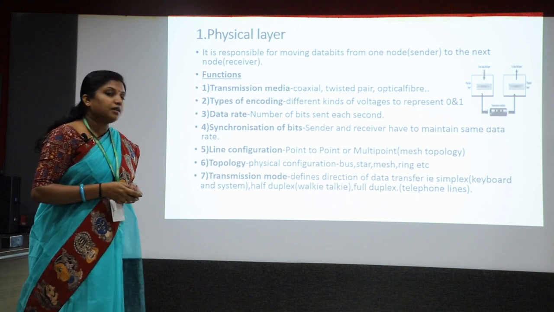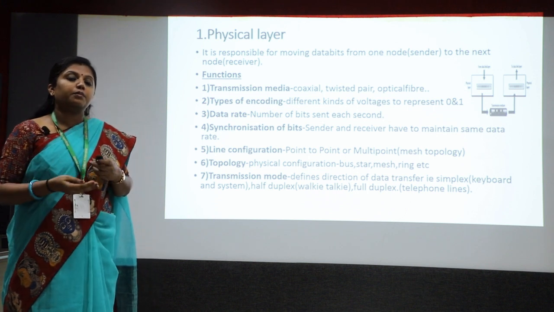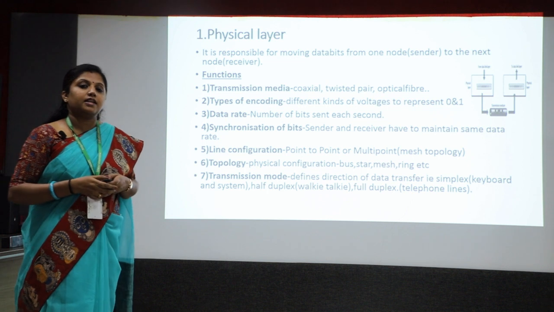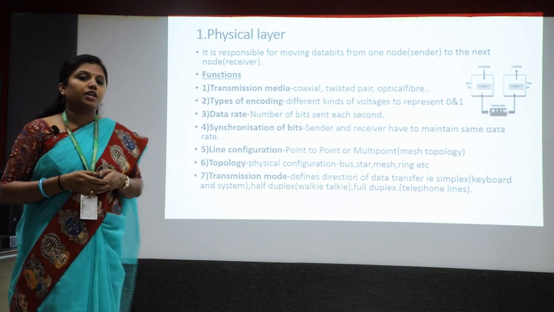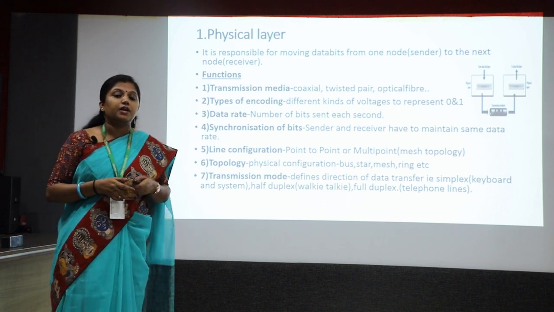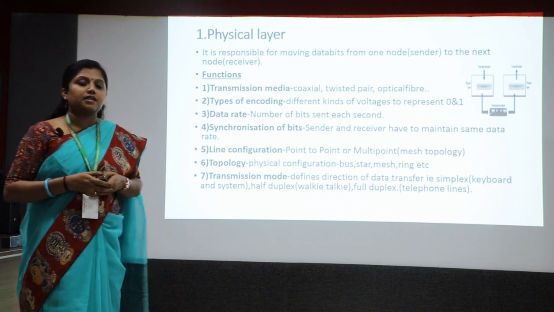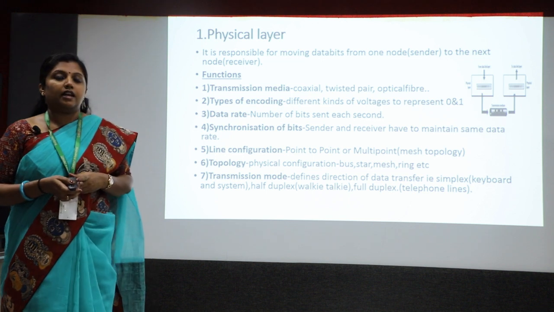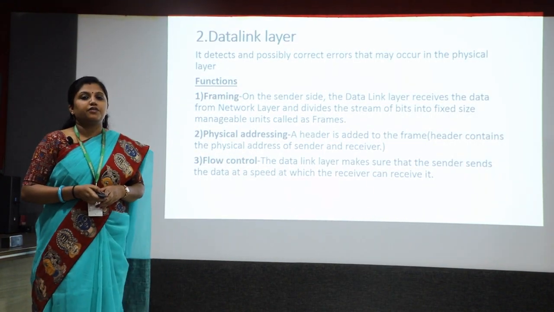In half duplex communication, the sender and receiver can both send and receive, but not at the same time. A walkie-talkie is an example of half duplex communication. In full duplex communication, the sender and receiver can send and receive at the same time. Our telephone lines are an example of full duplex communication. So these are the different functions provided by the physical layer. Next, we will see the important functionalities of the data link layer.